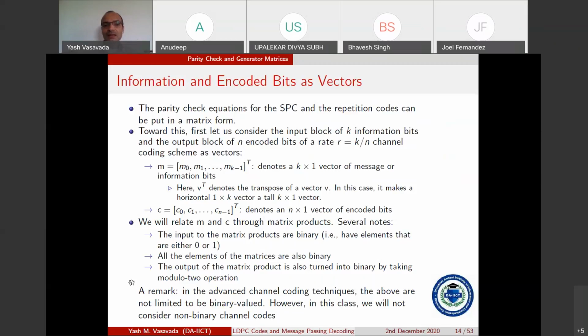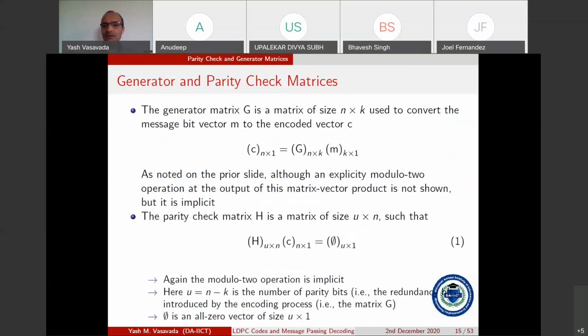It helps if we start thinking of information bits and encoded bits as vectors. And so there is a vector M of information bits and vector C of encoded bits. We'll denote small k as the number of information bits, small n as the number of encoded bits, and the ratio k divided by n is the rate of the code. And then there is something called the generator matrix, which is an n cross k matrix. It converts this k-bit information vector to an n-bit encoded vector.